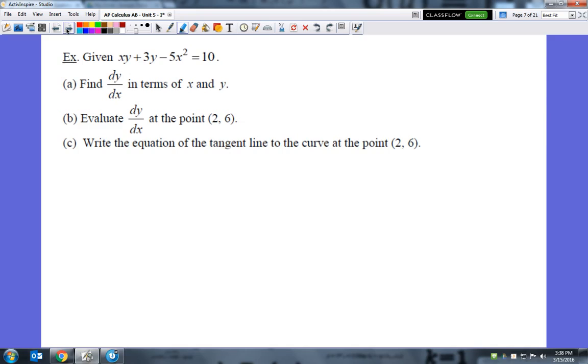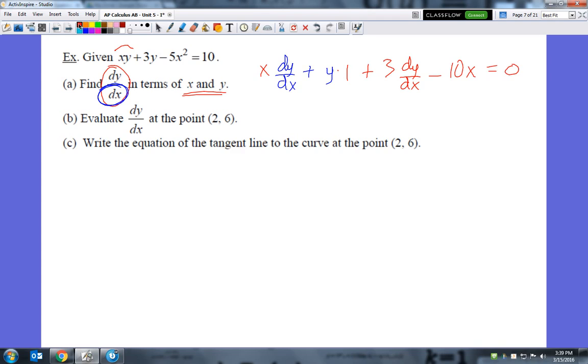I'm given the following equation that I'm going to implicitly differentiate. And I'm going to first find the dy/dx just like I've been doing, in terms of x and y. So again, we have the product rule here, so it's first times the derivative of the second. Again, it does say here what I'm in respect to, but if it didn't, the default is dx. So first times the derivative of the second plus the second times the derivative of the first, which is an understood 1. Then it'll be plus 3 dy/dx minus 10x, an understood 1, is equal to 0.